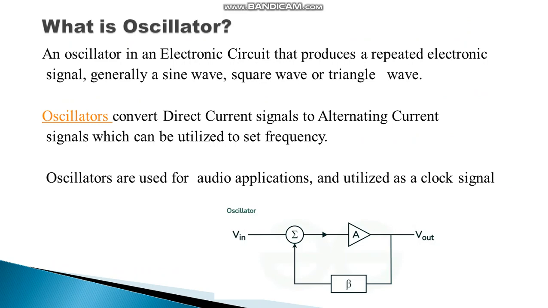This is the diagram for an oscillator. It has two sections, the amplifier section and the feedback section. Here V in is the input signal, V out is the output signal.